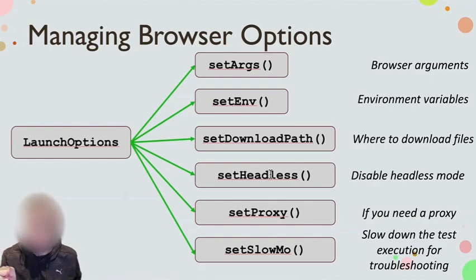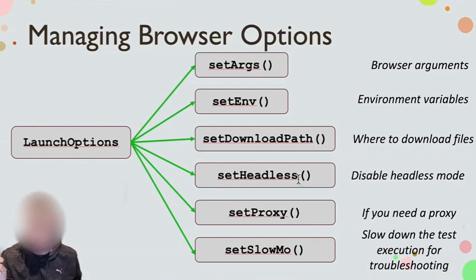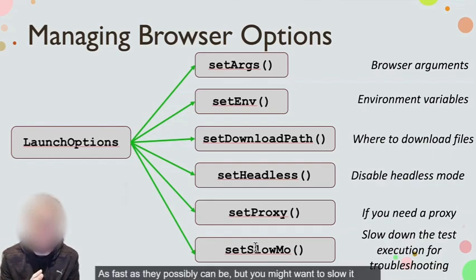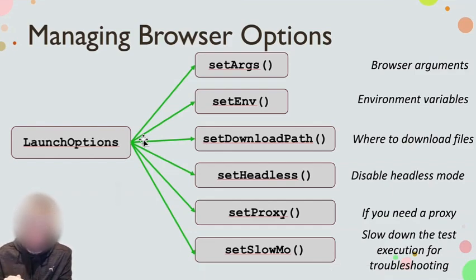Set headless if you want to activate the browser, the visible browser, so you can see what's going on. You can set that to false. Slow-mo is an interesting one. Normally Playwright tests are as fast as they possibly can be, but you might want to slow it down so you can see what's going on.